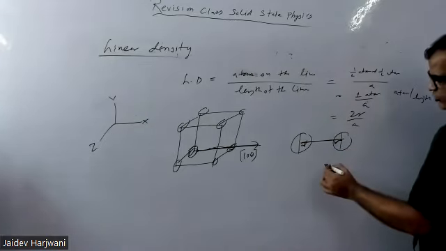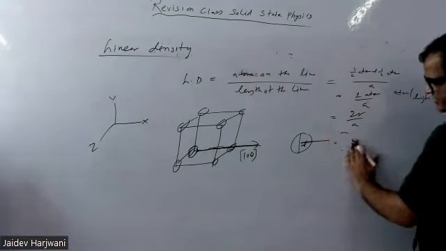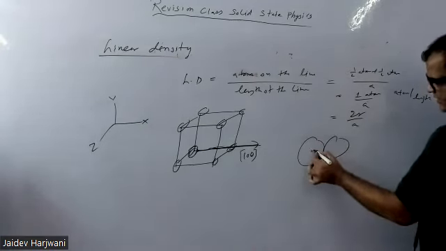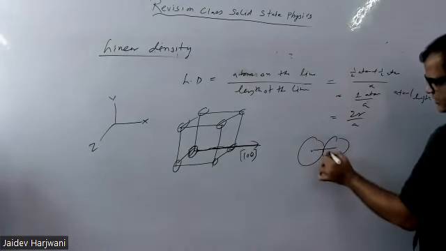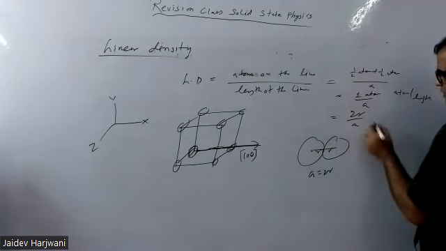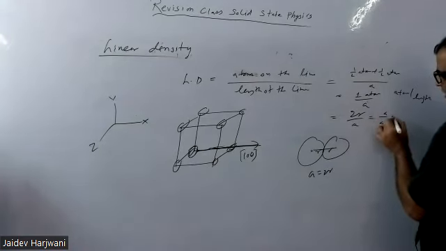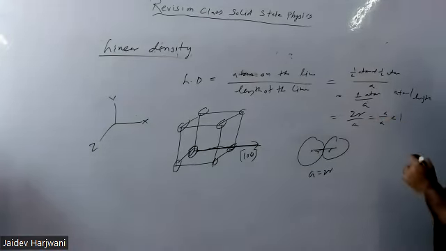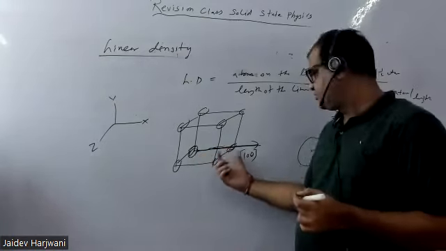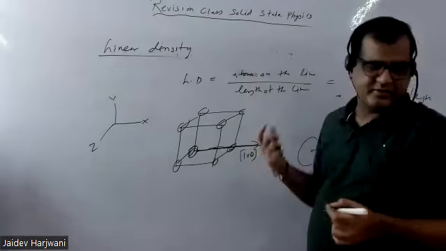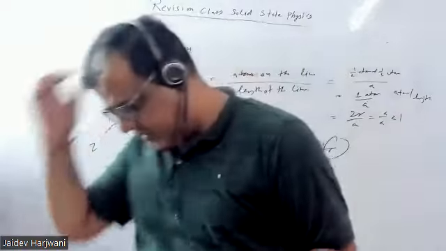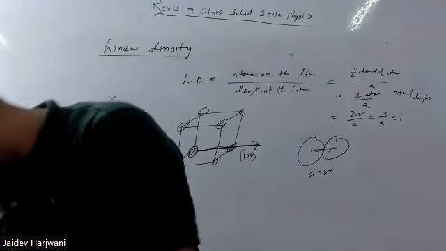And now we know in simple cubic, the atoms are touching each other. So this is your r, and your A equals 2r. So if I put A by A, that gives me 100%. So the packing efficiency of the 100 direction is 100% in the simple cubic system. This is the closest packing direction.